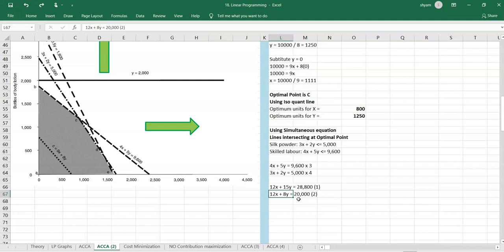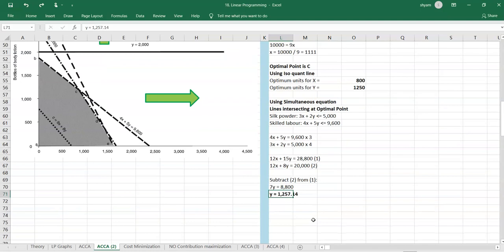See, you have to cancel out x or y. I am trying to cancel out x first. So how do you cancel out now? Convert this into a minus symbol. Subtract the second equation from the first. If I subtract it, the x is gone. The balance will be 15y minus 8y, which is 7y, and 28,800 minus 20,000 is 8,800. So what is y? This is y, the optimum units. Optimum units is 1,257 units.